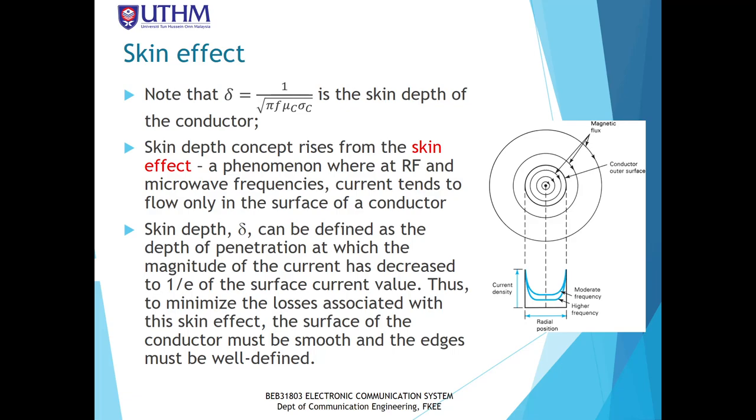Okay, so the skin depth delta can be defined as the depth of penetration at which the magnitude of the current has decreased to 1 over e of the surface current value. Thus, to minimize the losses associated with this skin effect, the surface of the conductor must be smooth and the edges must be well defined. So this is in order to avoid the losses due to the skin effect. Okay, so what is delta? Delta is described using these equations. Again, you don't need to memorize these equations.